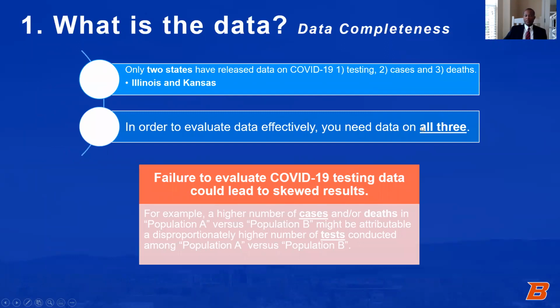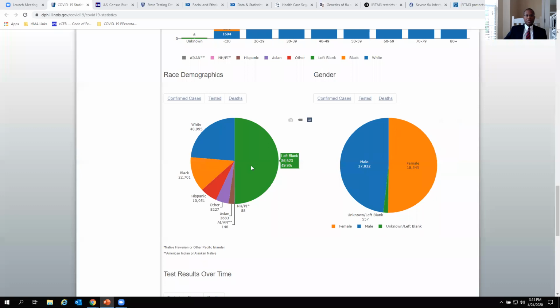So if we're missing half of the data that we need on race and ethnicity as far as testing, it's really going to be hard to evaluate. This is going to be hard to make a conclusion if we're missing 50% of the data on race as far as just testing. And so that's the first thing that kind of stuck out at me.